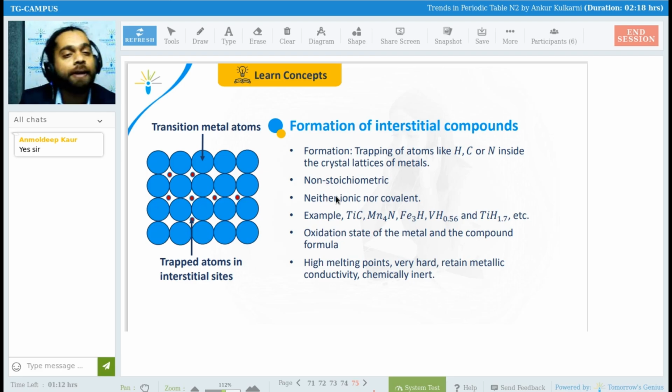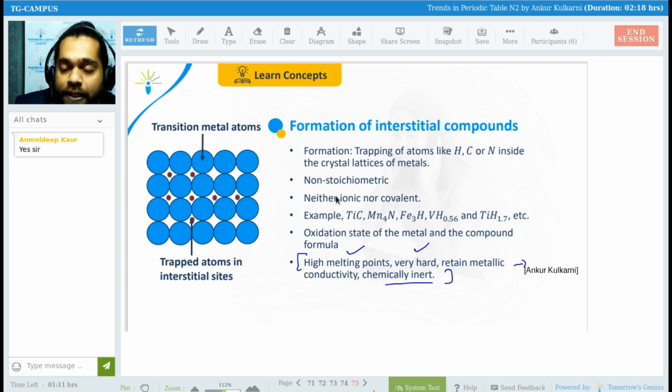And the stoichiometry is disturbed. What happens due to that? Write down these 4 points. They become strong, as the remaining space is also occupied. Hence their melting point increases. They become hard, they retain metallic conductivity, and they become chemically inert. Come on, write down the 4 points, the properties of interstitial compounds.